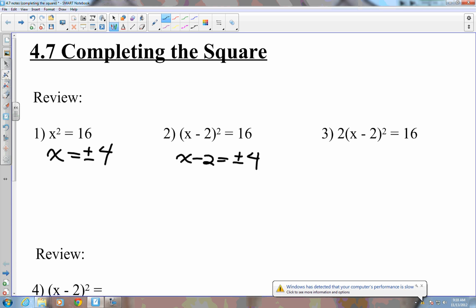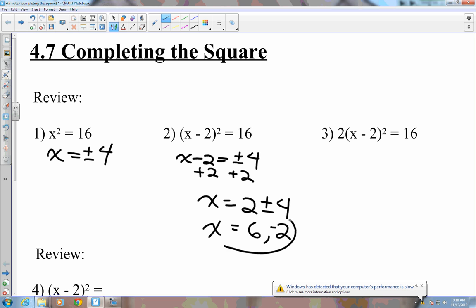Okay, I still need to get x by itself. So I add 2 on both sides. So I get x equals 2 plus or minus 4. Now, since this is not a radical, I can actually get integer answers for this. So if I take 2 plus 4, what do I get? 6. And 2 minus 4, I get negative 2. Those are my two solutions.